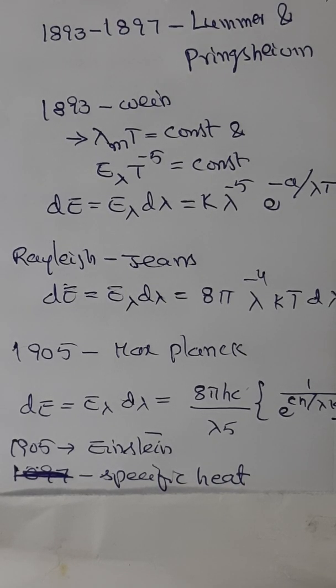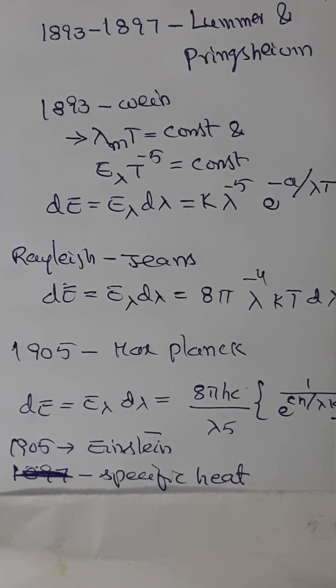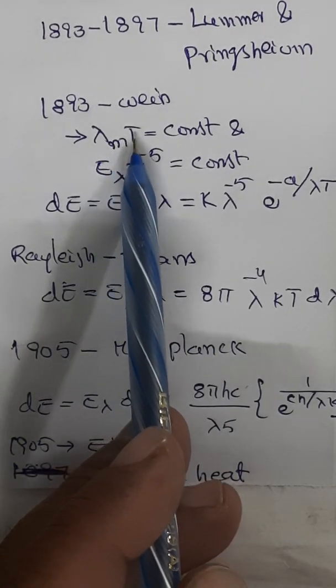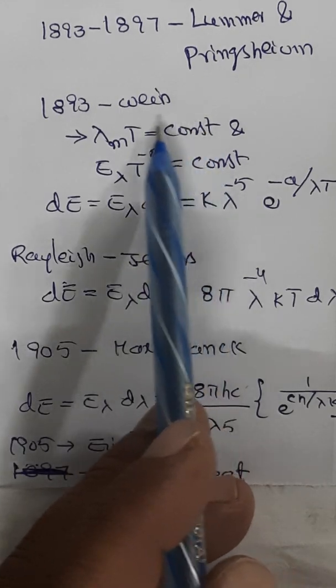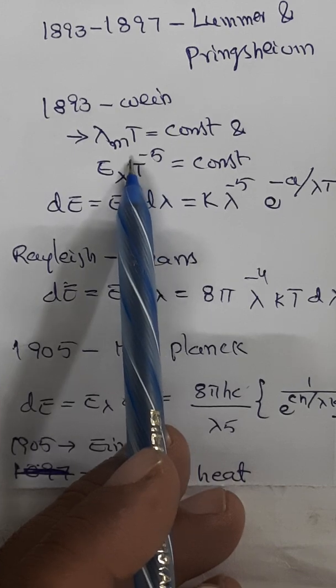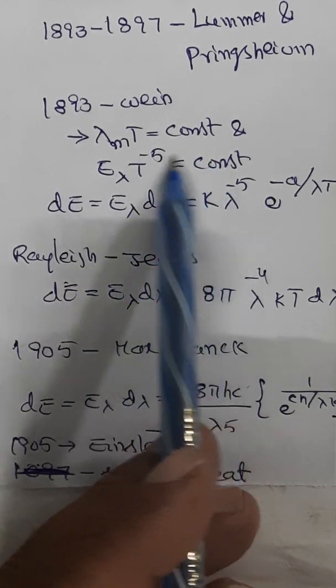Attempts were made by these scientists to explain the experimental curves obtained in the spectral energy distribution of the black body. Around that same time in 1893, William Wien, in order to find the actual distribution of energy in the thermal spectrum, tackled the problem thermodynamically and obtained two interesting relations: lambda_m T equal to constant, which we have anyway derived, the displacement law, and E_lambda T to the power minus 5 equal to constant.